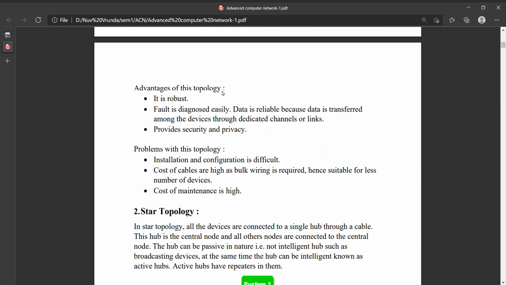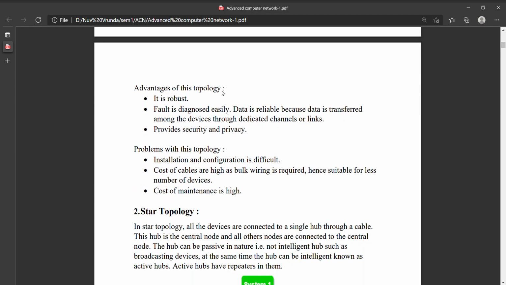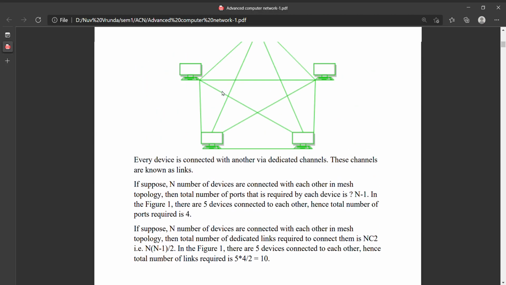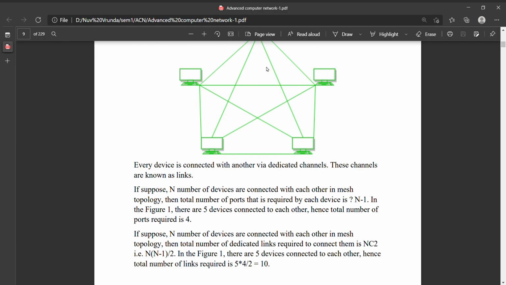Okay, what are the advantages of this? It is robust. Faults are diagnosed easily. Data is reliable because data is transferred among the devices through dedicated channels or links. It provides security and privacy. Robust means it is a reliable connection, with very little chance that a packet or data is lost. If any one channel is not working, then other channels are available to transfer the data.